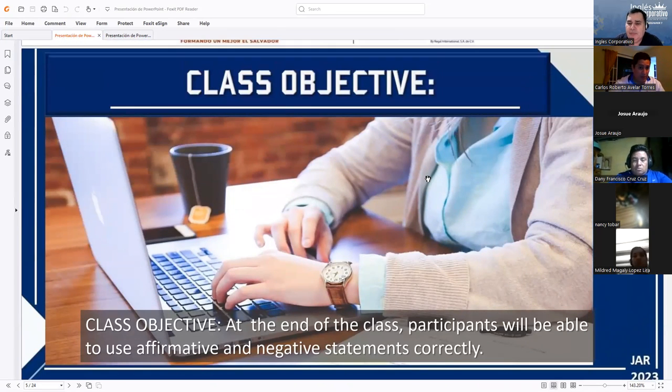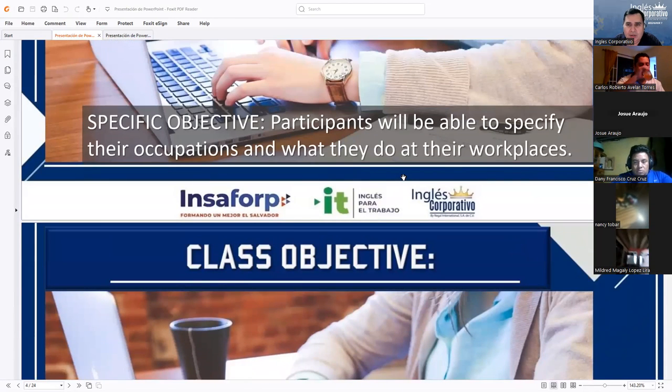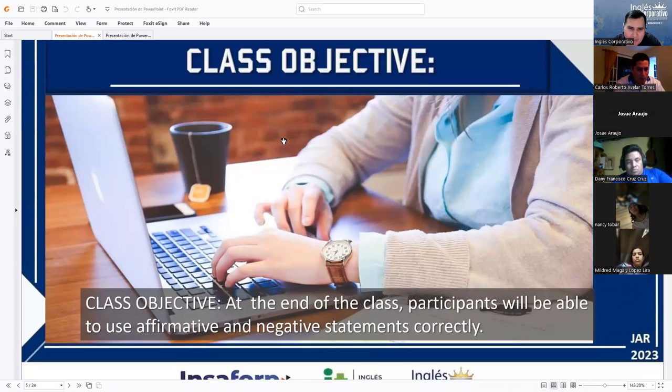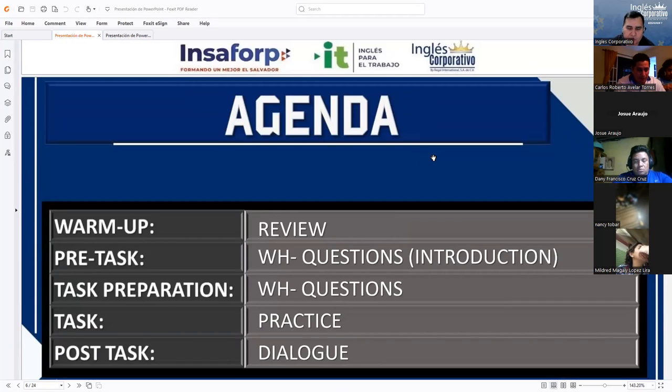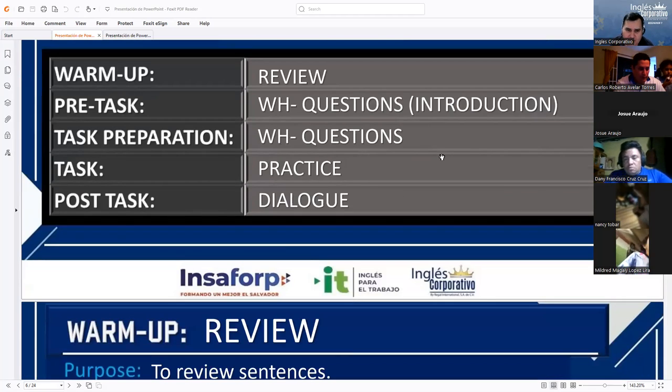At the end of the class, participants will be able to use affirmative and negative statements correctly. You will be able to make questions using WH words. Okay, well, ladies and gentlemen, let's begin with the agenda. The agenda says review WH questions, introduction, then WH questions, practice, and if we have time, diet.